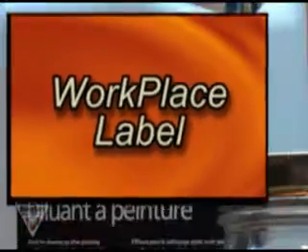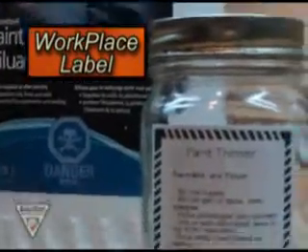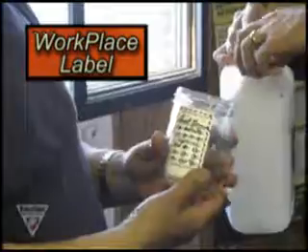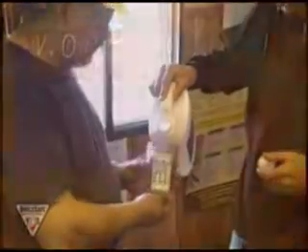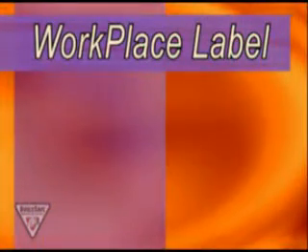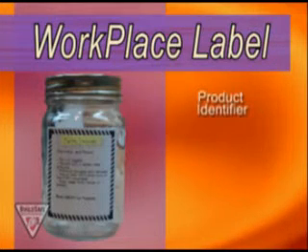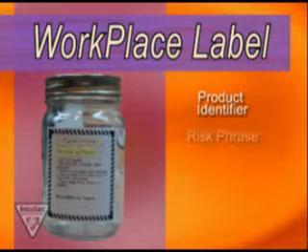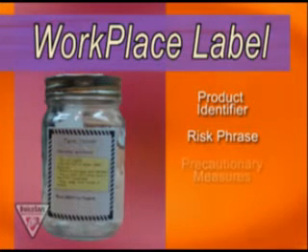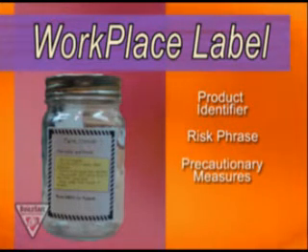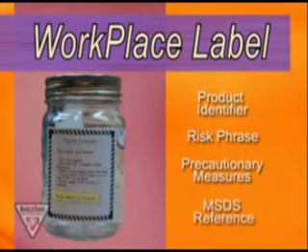A workplace label is the second type of label and is commonly required when a worker must decant a product into another container that does not contain the proper product information. The 4 pieces of information that must be on a workplace label include the product identifier, the risk phrase, usually associated with the hazard symbol, any precautionary measures given by the manufacturer, and lastly, the reference to read the material safety data sheet.